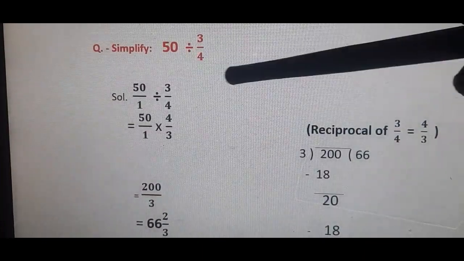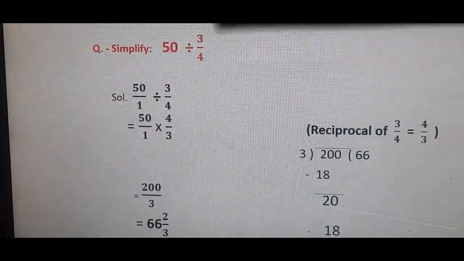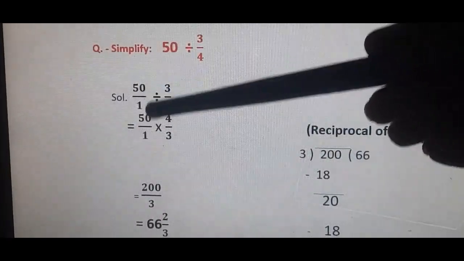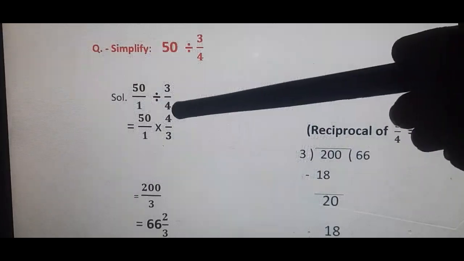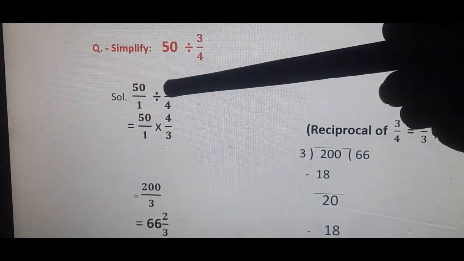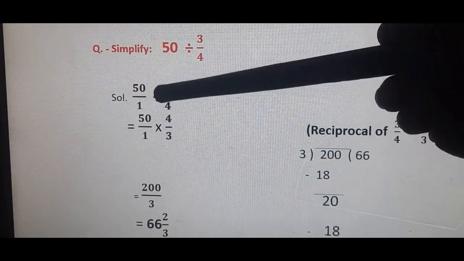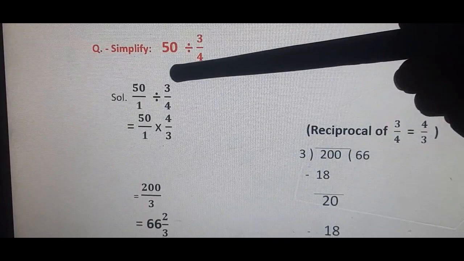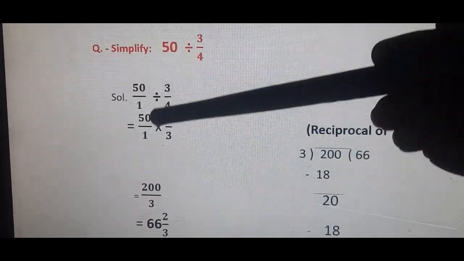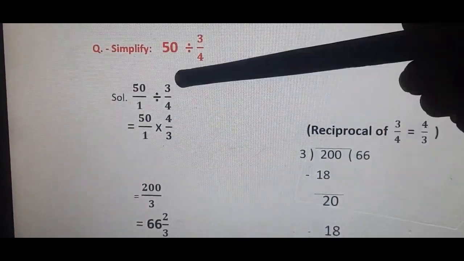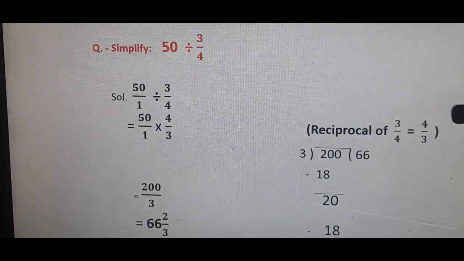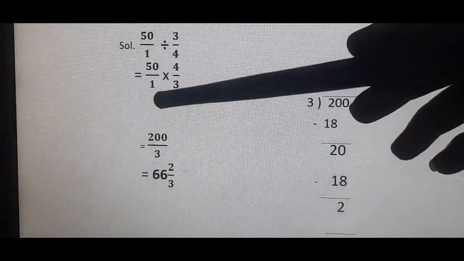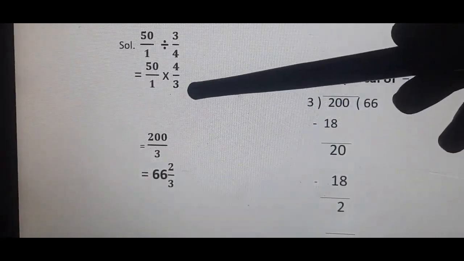Now next question, simplify. 50 divided by 3 upon 4. 50 is a whole number. You can write it as 50 upon 1. Divide will replace multiply. 50 divided by 3 upon 4 is 50 upon 1 divided by 3 upon 4. Division will be replaced by multiplication. We will take the reciprocal of 3 upon 4. Reciprocal of 3 upon 4 is 4 upon 3. 50 upon 1 multiply 4 upon 3.